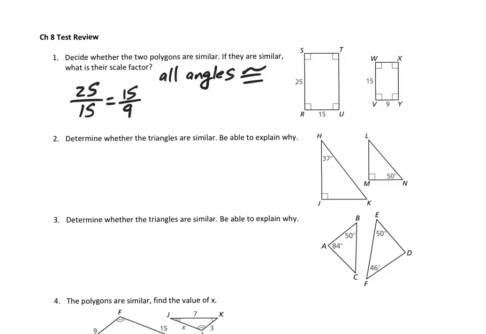And so the only way to get the scale factor is to reduce these two and show that it's the same value, okay? So if I reduce 25 over 15, 5 goes into both of them. And if I reduce 15 over 9, 3 goes into both of them. And so those are both equal, okay? So we would say, yes, this is similar. Sides are proportional.